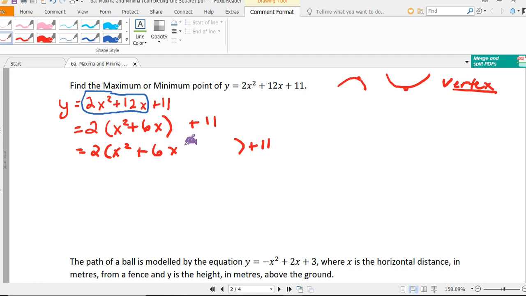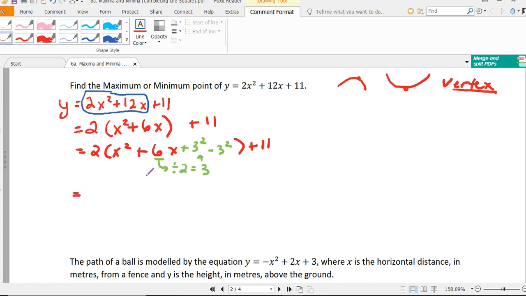Now, what do I fill that in with? Well, I fill that in with plus, what is 6 divided by 2? Divided by 2, that'll give me 3, right? So what goes in here? 3 squared minus 3 squared. Now, why am I adding and subtracting? Because I can't just change the equation.